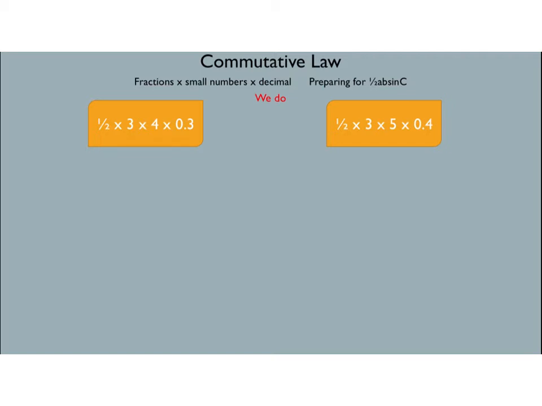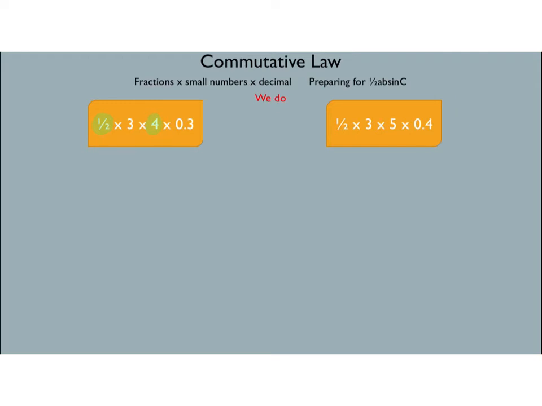Right, first one, they're all just multiply. So you need to look at this and think, what can I multiply together? I've got a half. Can I find an even number? 3 is not even, 4 is even, so that would be a good one to do there.